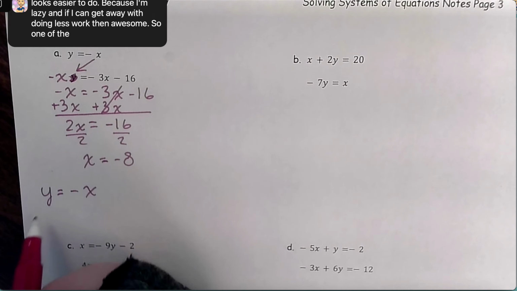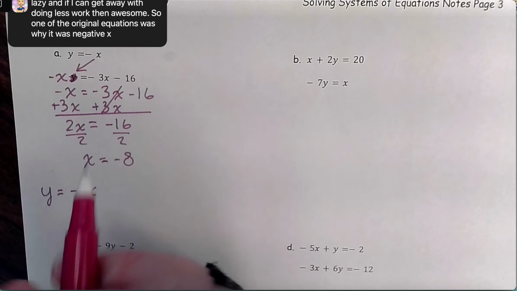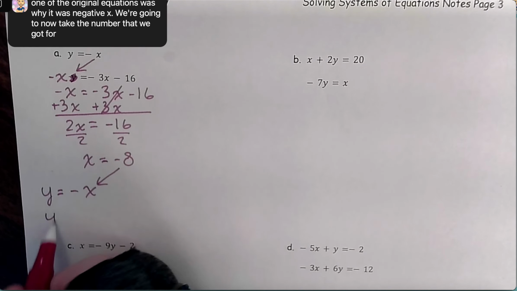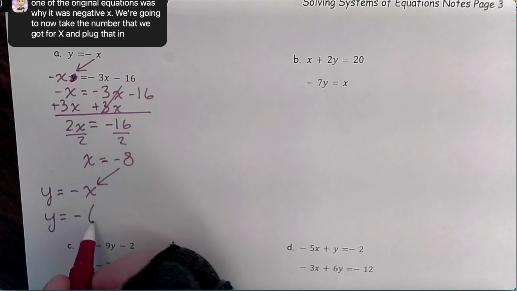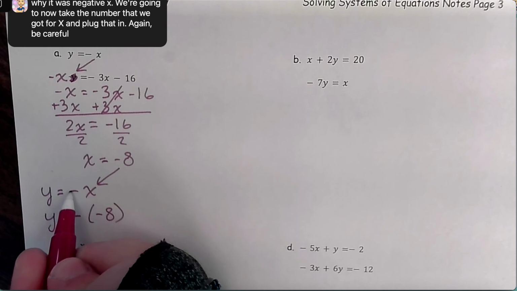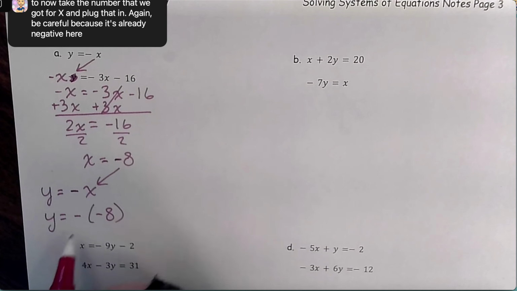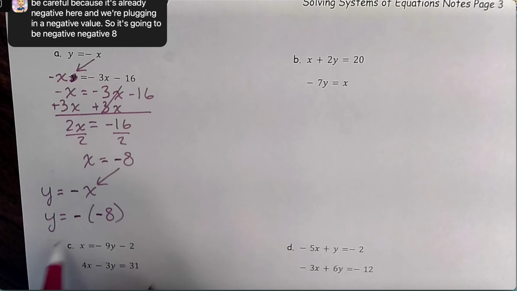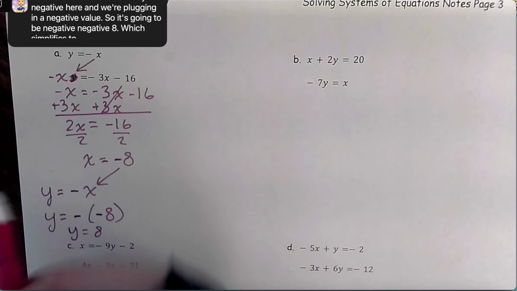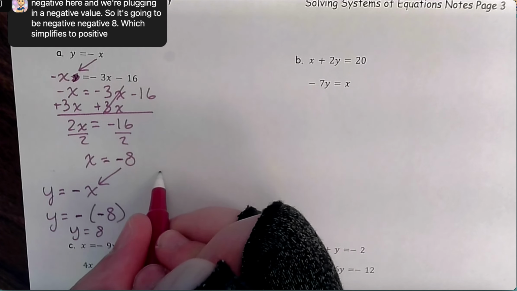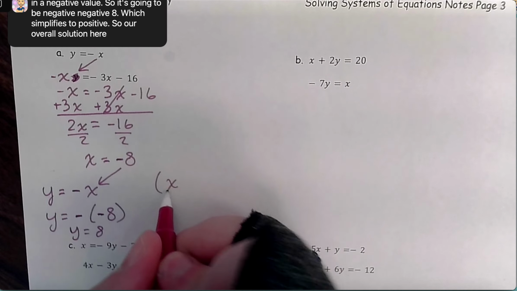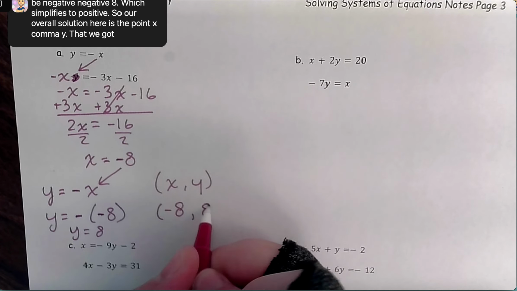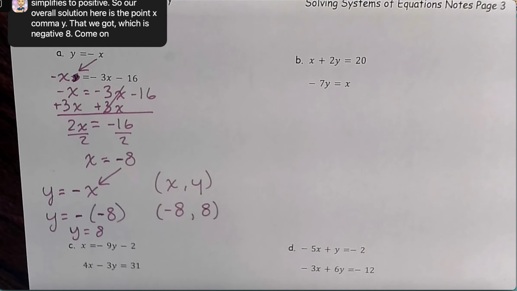So one of the original equations was y equals negative x. We're going to now take the number that we got for x and plug that in. Again, be careful because it's already negative here, and we're plugging in a negative value, so it's got to be negative 8, which simplifies to positive 8. So our overall solution here is the point x comma y that we got, which is negative 8 comma 8.